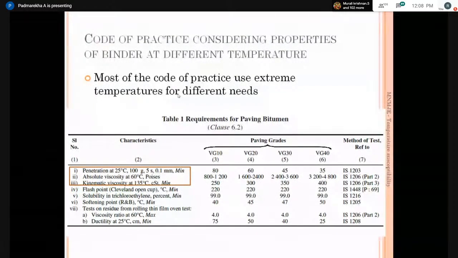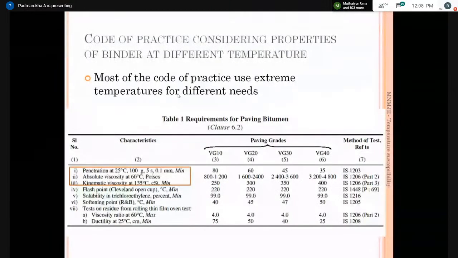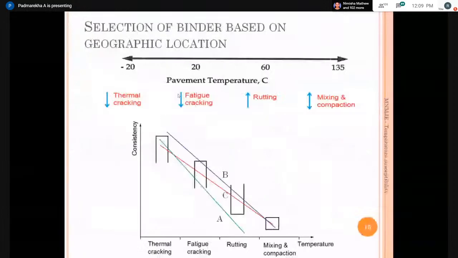Now the next question is, we use the extreme temperature, for example 60 degrees Celsius, will the pavement not rut? Will there not be any deformation when the pavement temperature is 55 degrees Celsius? Just think about this. We will answer this a little later, a few slides down. So now how do we select the binder for different geographical locations based on the temperature sensitive characteristics?